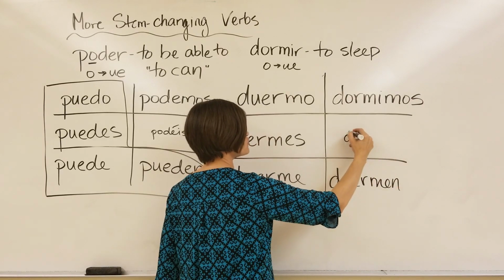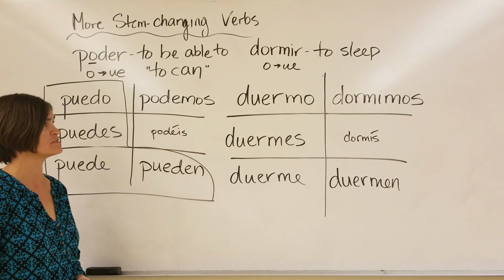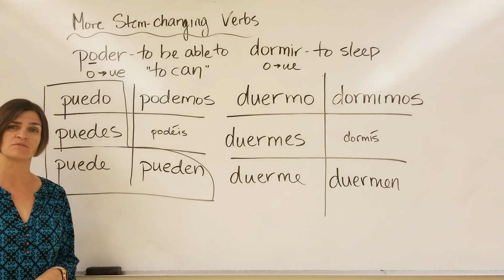The vosotros form will not have a stem change, and there's your ending for vosotros in Spain. So that's how we conjugate these two stem changing verbs.